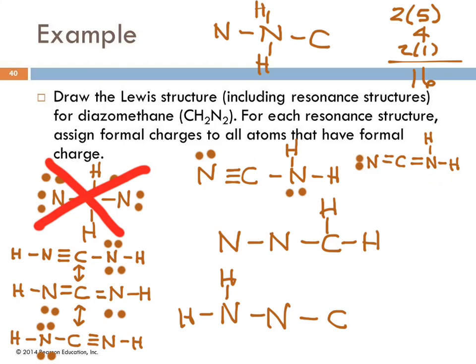Two, 4, 6, 8, 10, 12, 14, 16, right number of electrons. Nitrogen has 8, carbon has 8, nitrogen has 8, hydrogens are good. Could we move the triple bond over here? No. Because of these two bonds with hydrogen, we can't do that. So, hallelujah, those are the only two possible resonance structures for those guys.